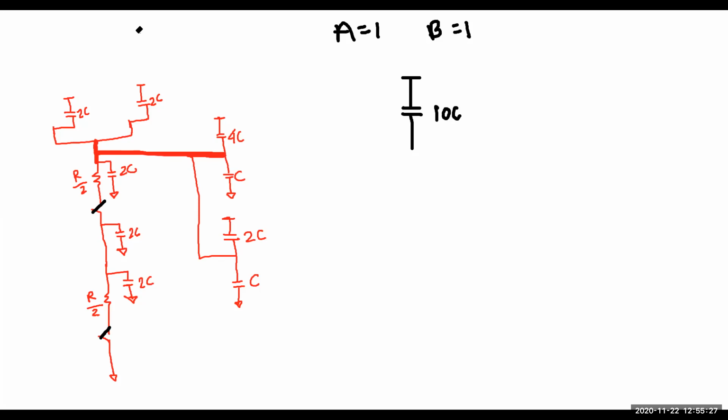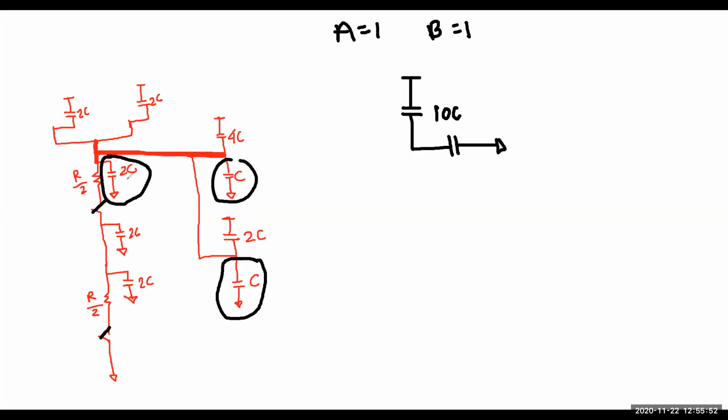Now what? Now look at this. These 2C, these C, these C, they are what? They are parallel as well. Understood? Because one point is grounded, grounded, grounded. Another point is output, output, output. Okay? So they are parallel. So I can call them 2C plus C plus C, 4C. 4C.